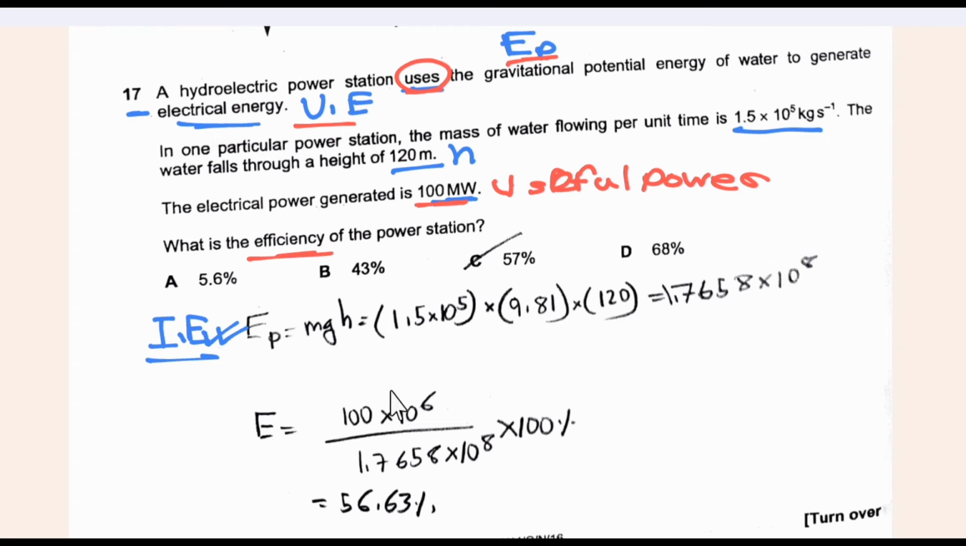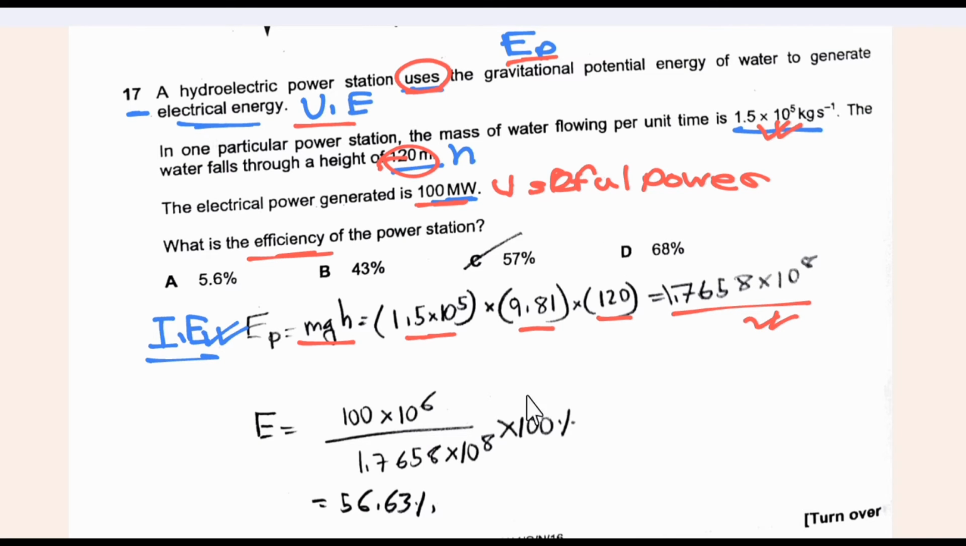To find the efficiency, we need useful energy output divided by total energy input. So what is the total energy? Gravitational potential energy is mass times gravitational field strength times height. We know the mass per second, so we know the value of mass. We know the gravitational field strength, 9.81, and the height is 120. So we get the gravitational potential energy.